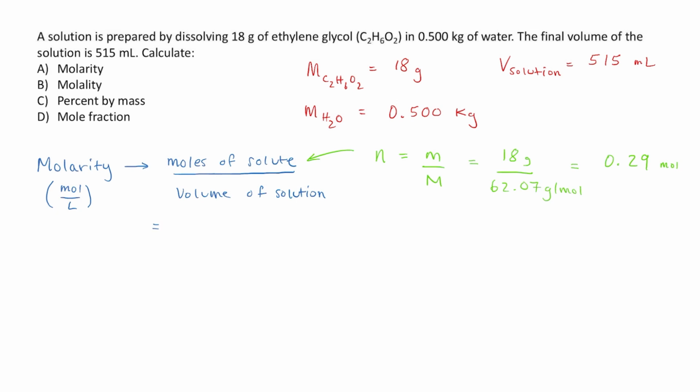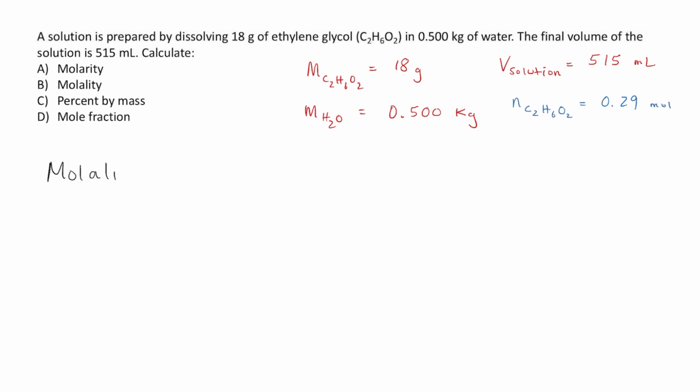We just need to divide the number of moles of solute by the volume of the solution. And remember to convert the volume into liters. And with that, we can see that the molarity of the solution is 0.56 moles per liter. Now let's find the molality. The molality is the number of moles of solute divided by the mass of the solvent. And remember, the molality has units of moles per kilogram.